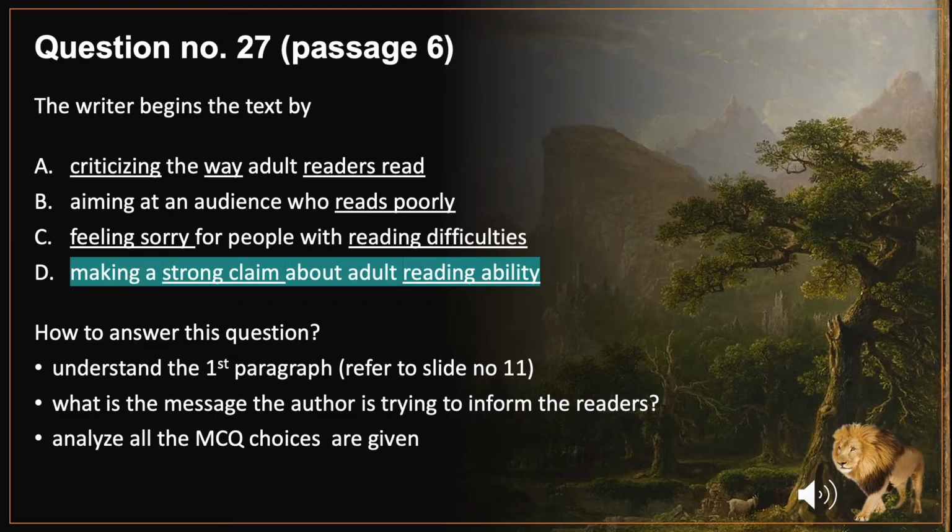For question number 27, students can apply the skills mentioned earlier, which is distinguishing main idea from supporting details. For these questions, students need to identify the message or idea the author is trying to inform the readers. The question starts off with, the writer began the text by. Students need to choose the options A, B, C, or D. So, how to answer these questions?